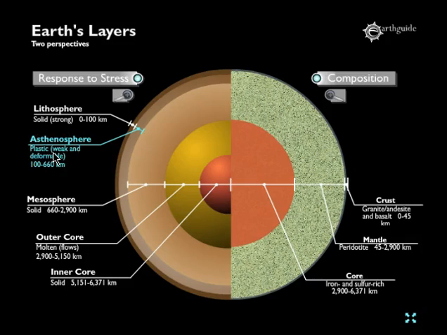Now, all of those, the asthenosphere, the mesosphere, the outer core, and the inner core, those are all hot, okay? The lithosphere is cool, okay? And then this is reminding you that we've got what we call the crust, because it's made up of mostly granite and basalt. Then we've got the mantle, and then we've got the core that is mostly iron.